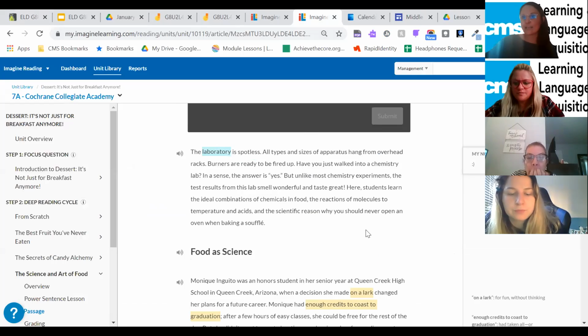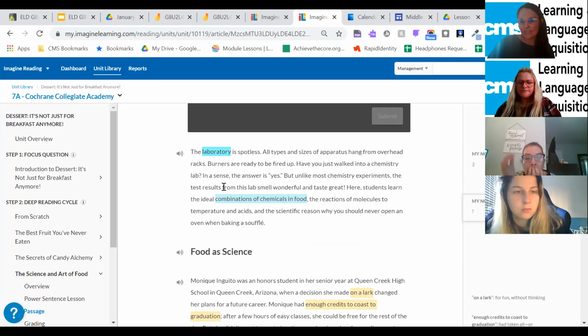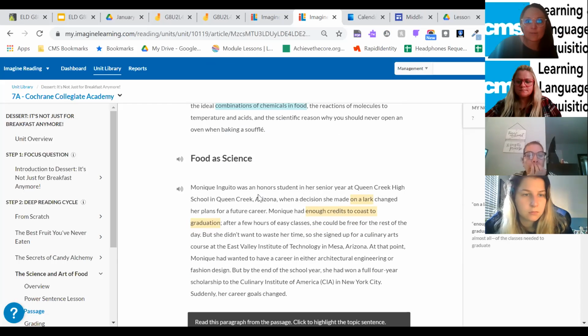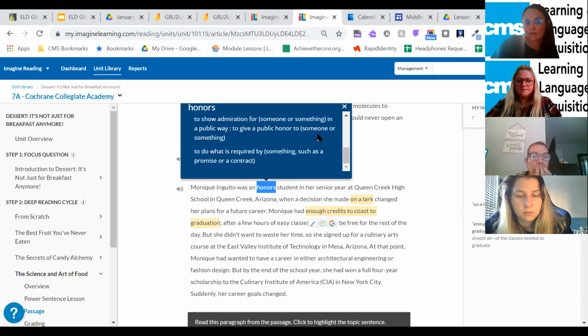It doesn't have to be a smiley face. It can be whatever you want, but I know kids know how to use those smiley faces. And then it's talking about combinations of chemicals in foods, and that to me might be confusing. So I highlight that and I write a little question mark. If you want kids to ask questions, have them ask questions. Take notes, have them write notes. This is just a simple way for them to go through. If you want them to highlight a word and use the dictionary tool to look up a word, if you haven't used that before, that is there as well.